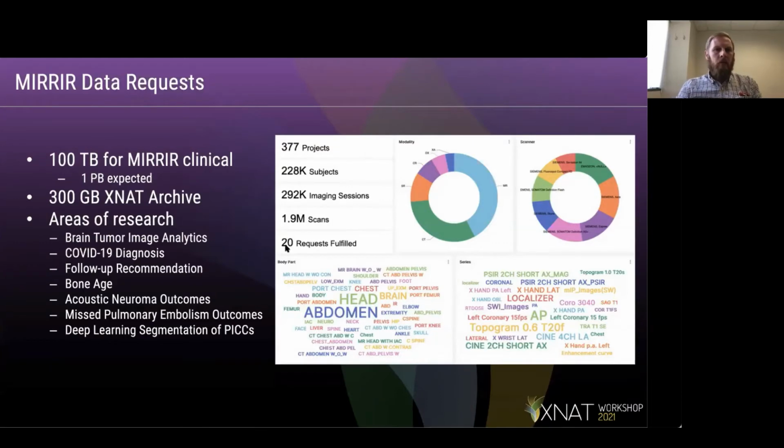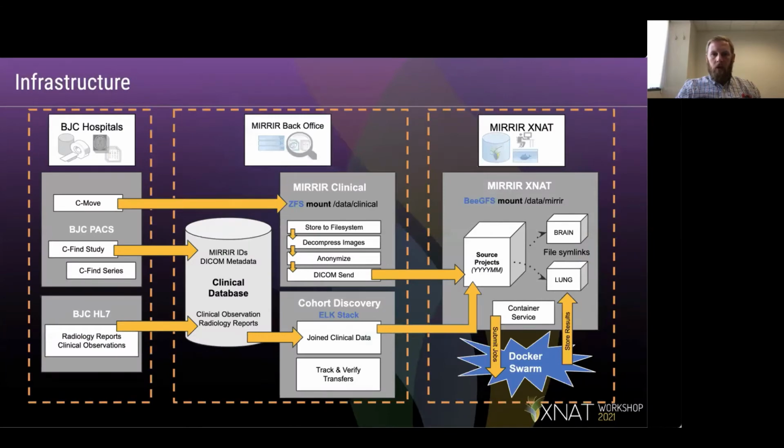You can see some of the areas of research that we've currently dealt with. We've fulfilled about 20 requests at this point, and it's fairly varied, from COVID-19 diagnosis to different NLP algorithms, to other studies using the OHIF image viewer to do some trained learning. And so here's the more detailed view. These are what I had earlier in the slides, just exploded out a little bit.